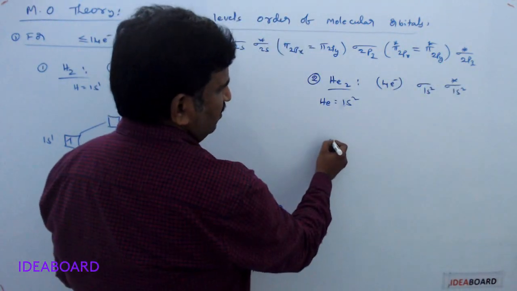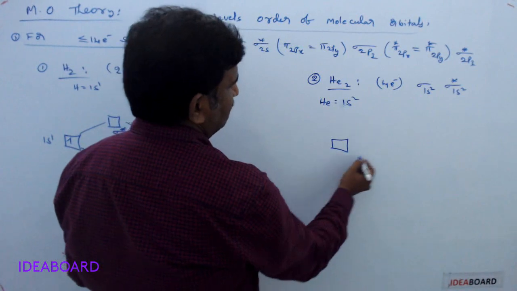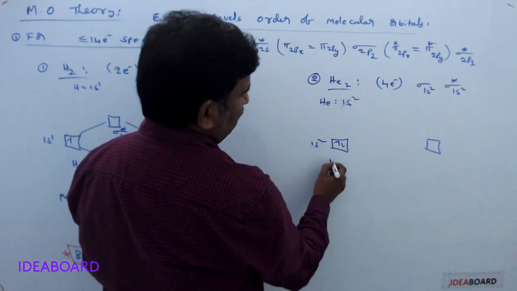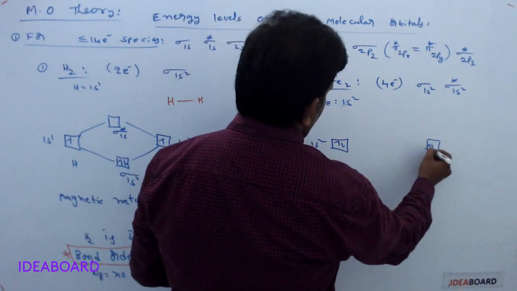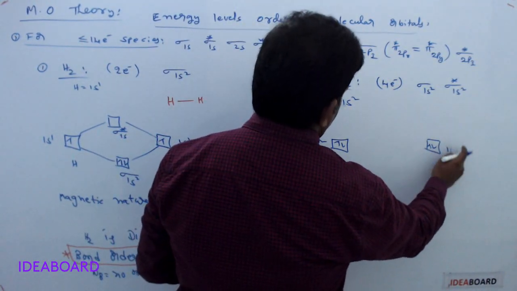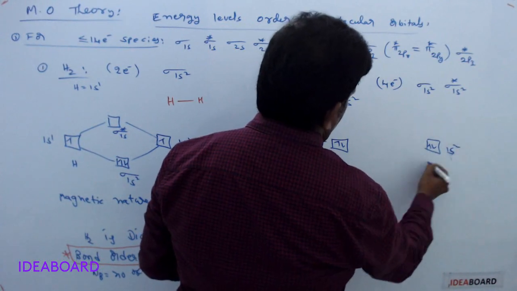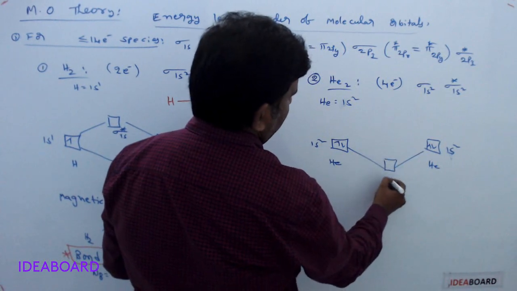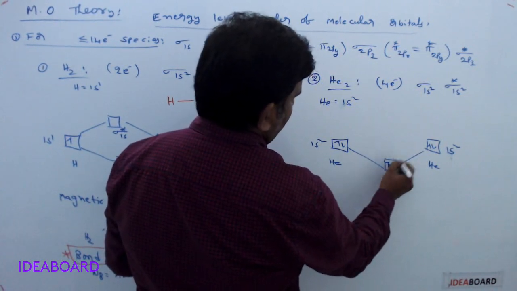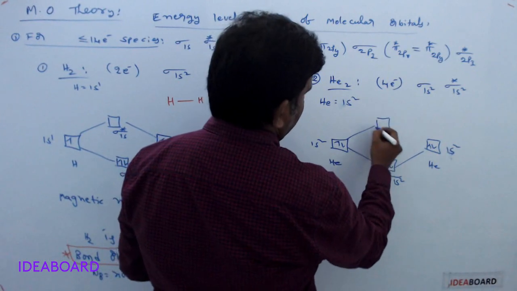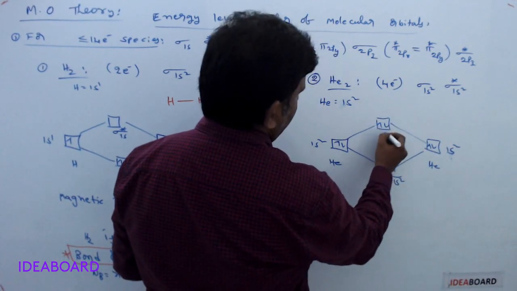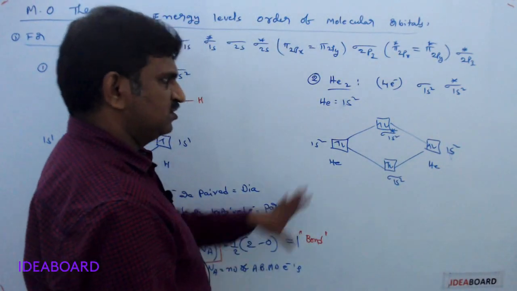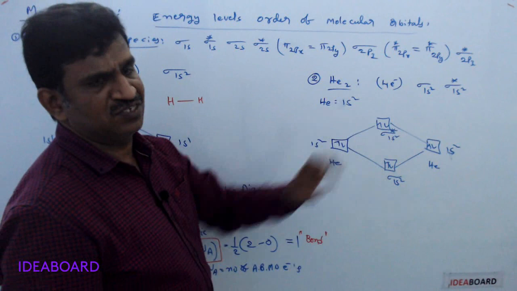I am writing the molecular diagram here: 1s2 of one helium atom and 1s2 of another helium atom. When combining the atomic orbitals, it gives sigma 1s2, a bond pair, and this is another pair, sigma star 1s2. This is the molecular orbital diagram structure.